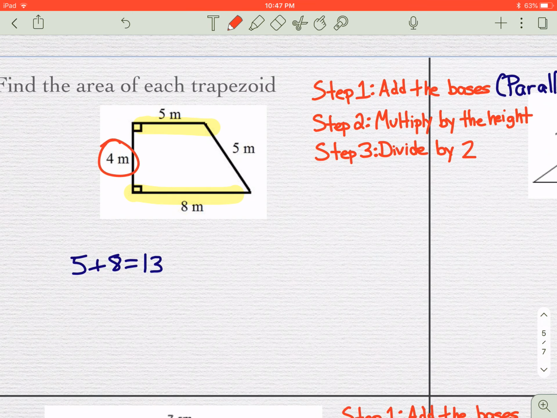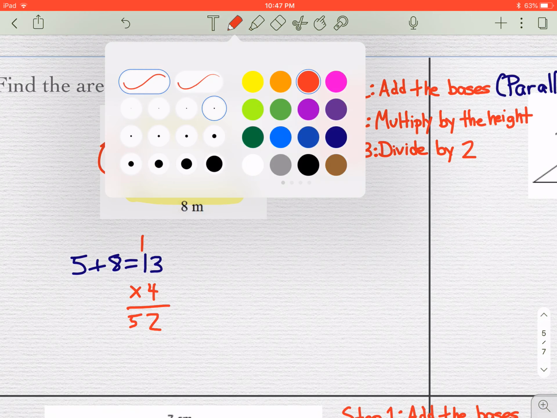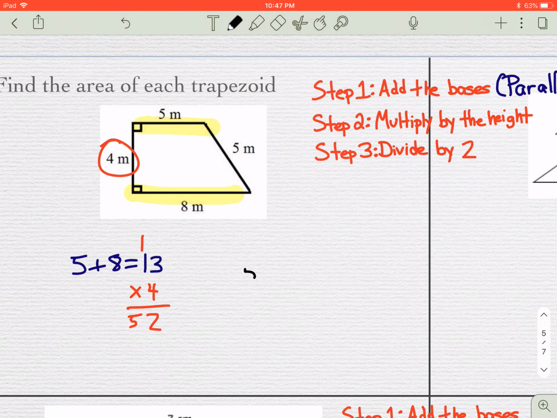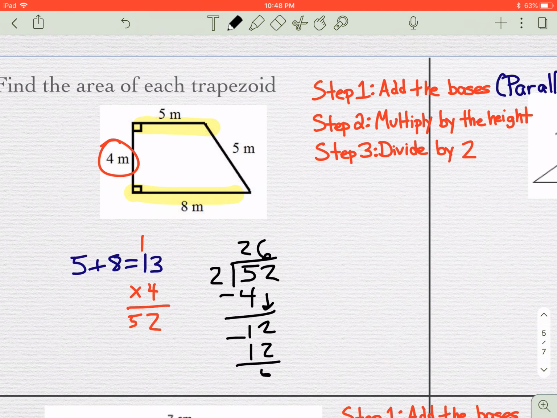So I would take my 13, which I got, and I multiply that by 4. That'd be 12. I'd get 1, 4, 5, 52. And my very last step would be to divide by 2. So I'm going to take 52, divide that by 2, subtract, get 1, bring down my 2, it goes in there 6 times, I get 0. So just like all my area, this is 26 meters, and it's squared because it's area.